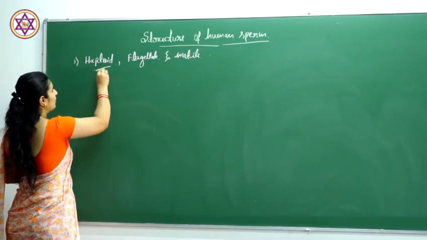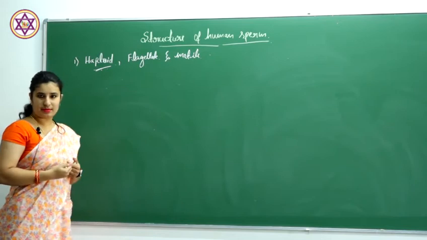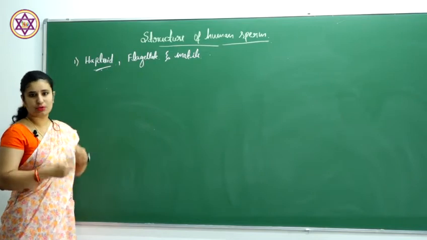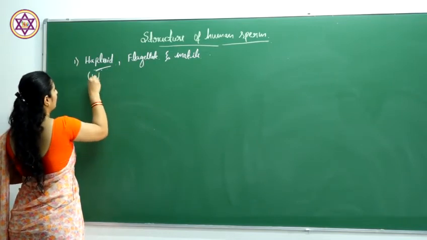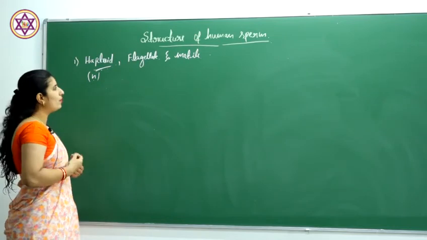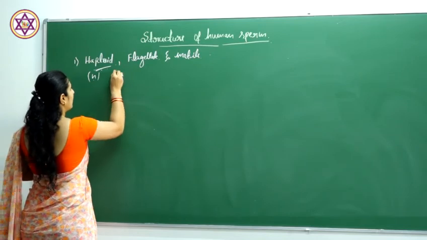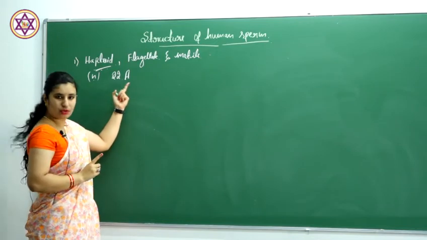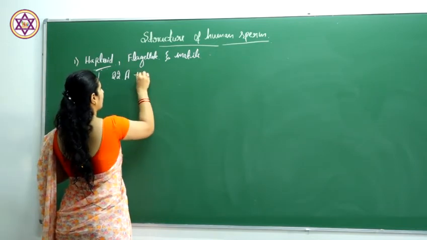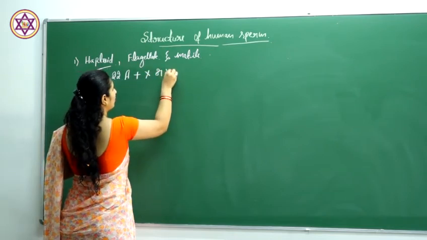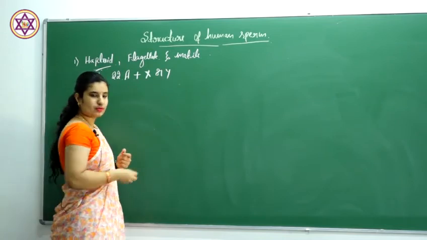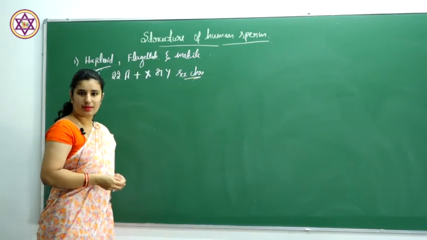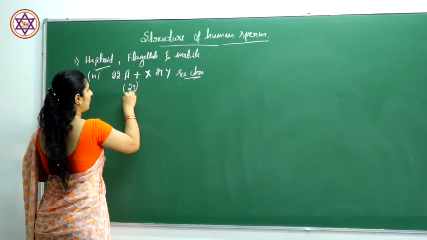So what is haploid? It means the sperm has a single set of chromosomes, a single set of n number of chromosomes, or to be more precise, it contains 22 autosomes, not pairs, just 22 autosomes plus X or Y sex chromosomes. It may be X or Y, totally 23.